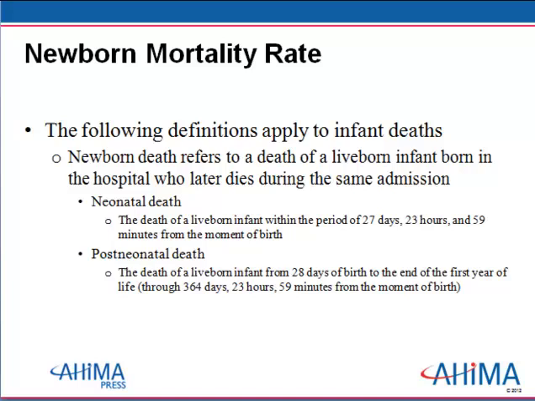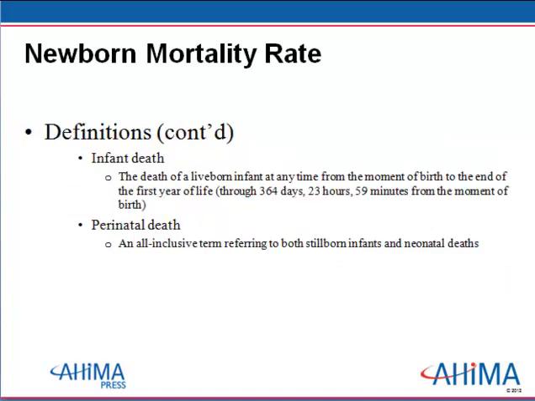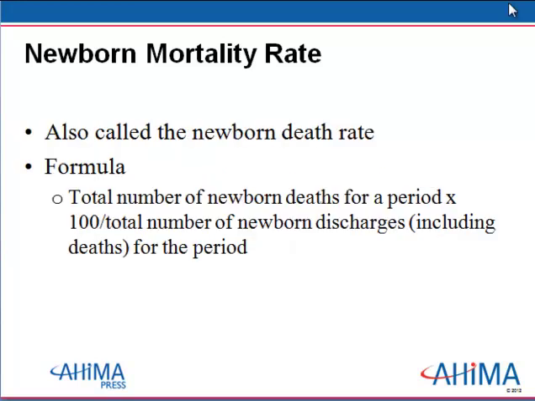Post-neonatal death refers to the death of a live-born infant from 28 days of birth to the end of the first year of life. Infant death refers to the death of a live-born infant at any time from the moment of birth to the end of the first year of life. Perinatal death is an all-inclusive term referring to both stillborn infants and neonatal deaths.